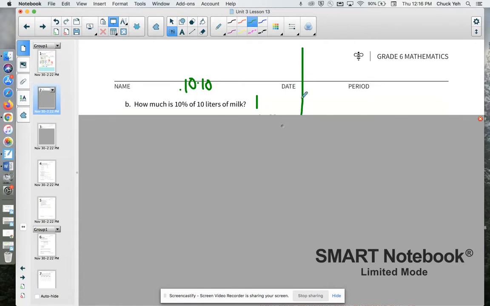Okay, so it's 1 liter. And how do we know that? Because if this is 100% and you have 10 spaces, 1, 2, 3, 4, 5, 6, 7, 8, 9, 10, right? So you have 10 now. And this is 1. So 1, 1, 1, 1, 1. Doesn't that equal 10? So this whole thing is 10. How much is 10% of this? Is 1 liter. Okay? So we're going to stop right there, and then we'll continue the rest tomorrow.